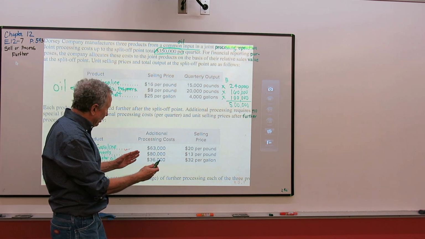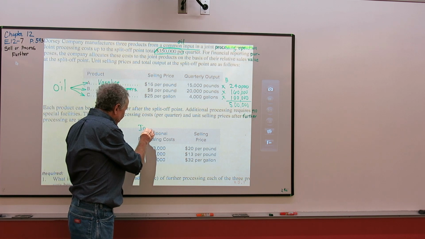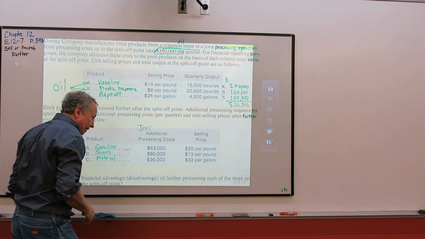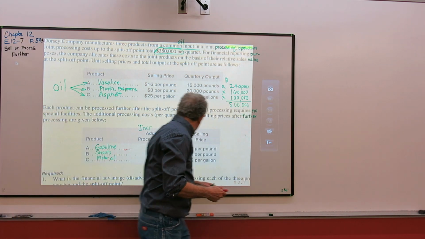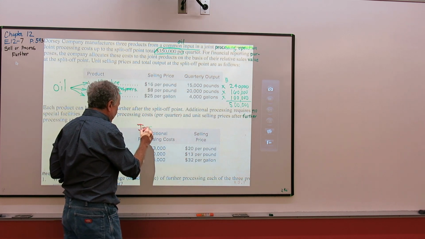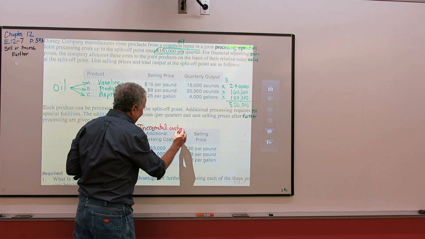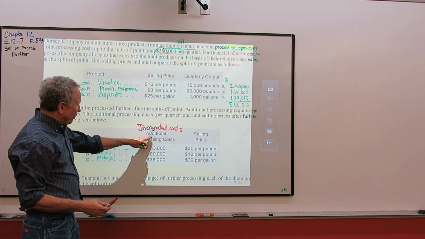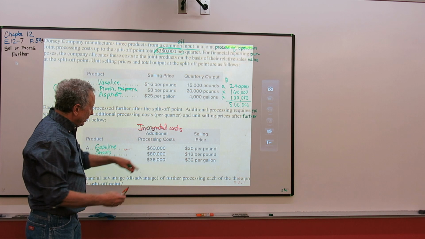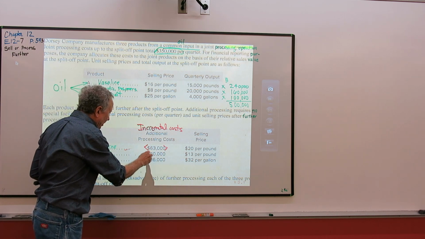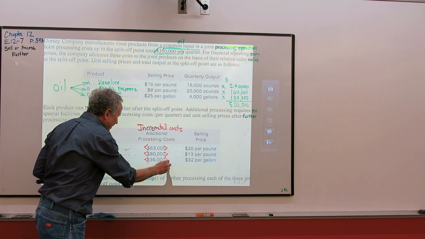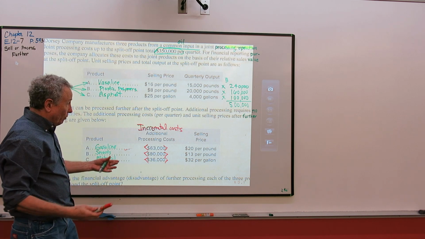Do you guys see what's relevant? These are incremental. Let me use red because they're money being spent. These are incremental costs. And they're asking, if we go ahead and process these, we're going to spend $63,000, $80,000 and $36,000. Well, the issue is, what will we make?